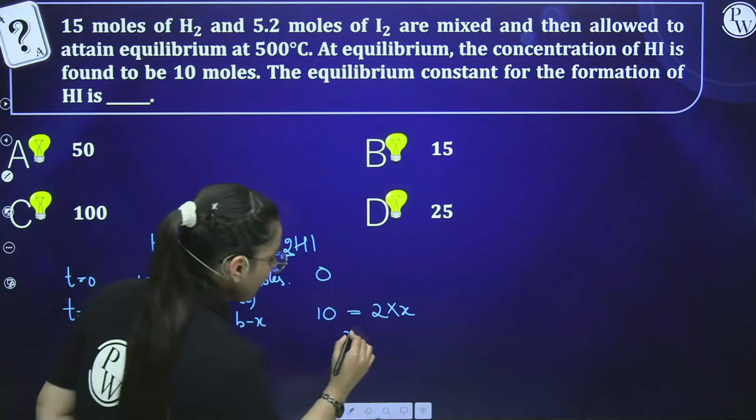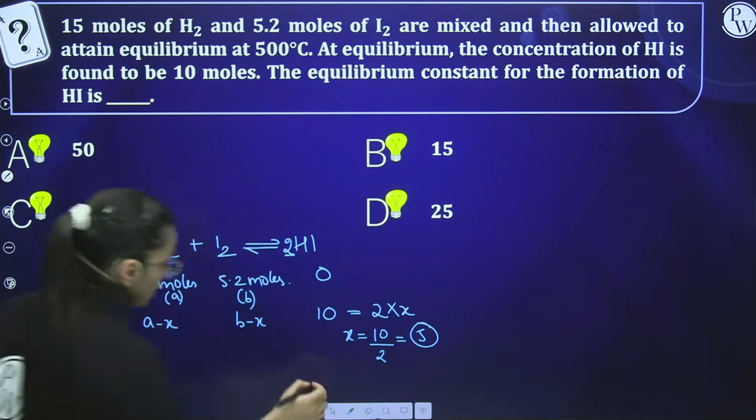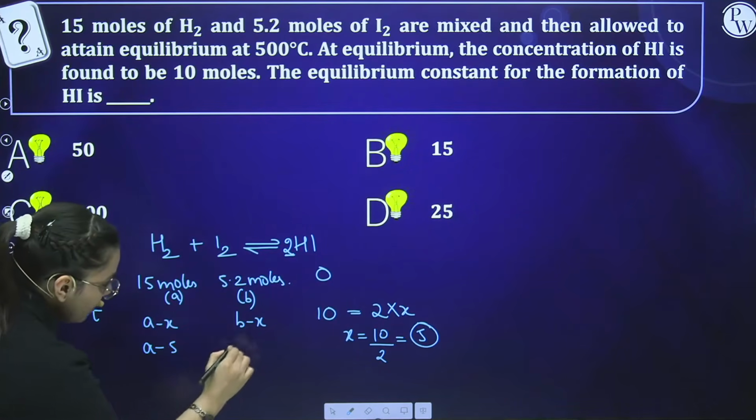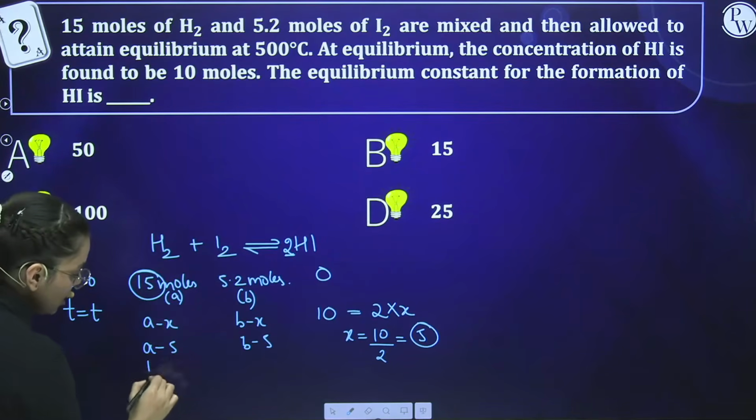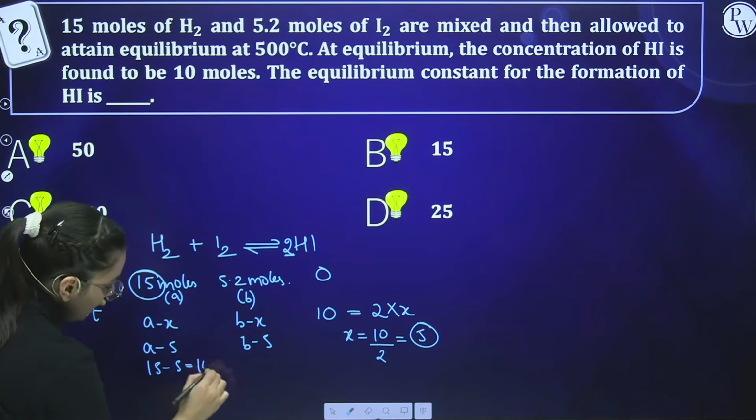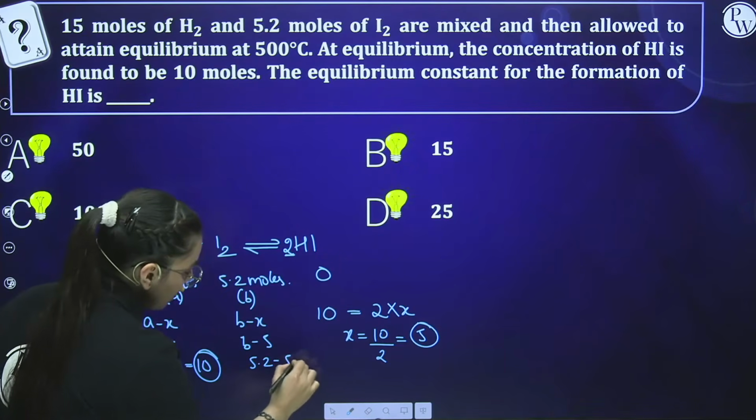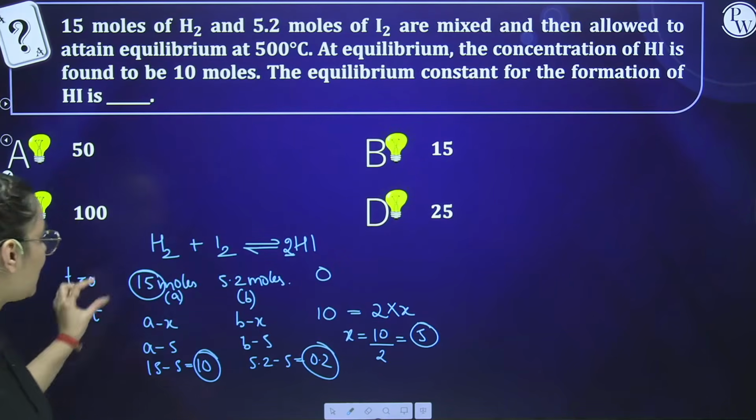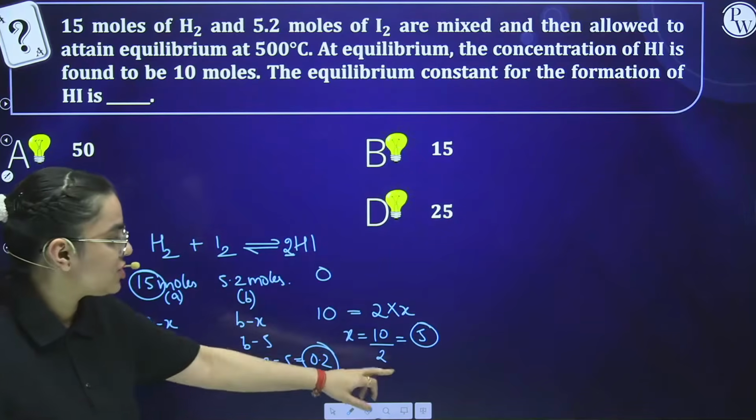So from here we can calculate X, which comes out to be 10 by 2, which is 5. Now we can write the value of X over here. What will come? A minus 5, B minus 5. What is A over here? A is 15 moles. Initial were 15. So 15 minus 5 comes out to be 10. B is here 5.2. 5.2 minus 5 comes out to be 0.2. Now we have the value at time t as H2 is 10, I2 is 0.2, and for HI it is 5.